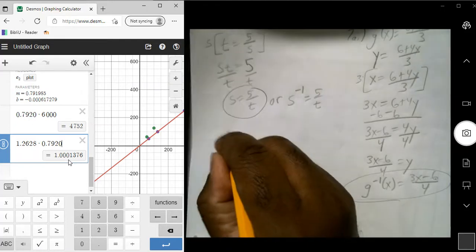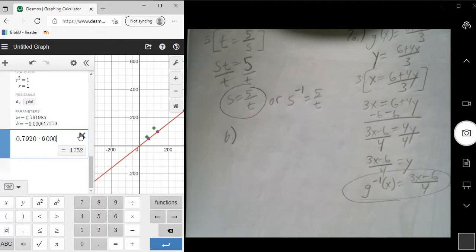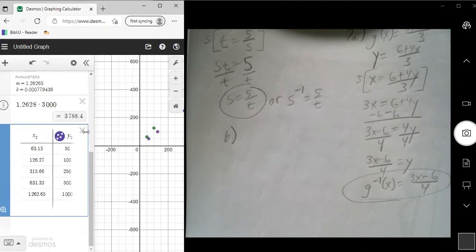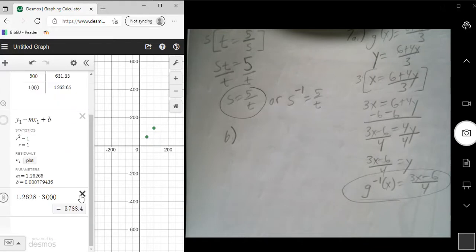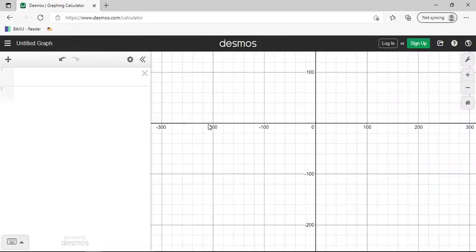Okay, now we go to B. It says sketch a graph of G and G inverse on the following grid. All right, listen. I'm going to put this in Desmos because I think it'll be better served being in Desmos as opposed to me drawing this. Now, you can draw this at your leisure, but looking at this in decimal, I think will give a better visual picture.